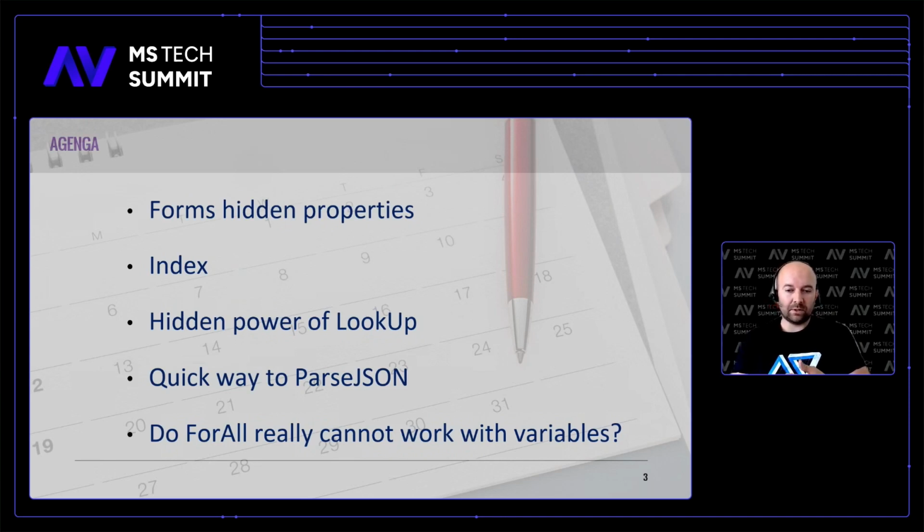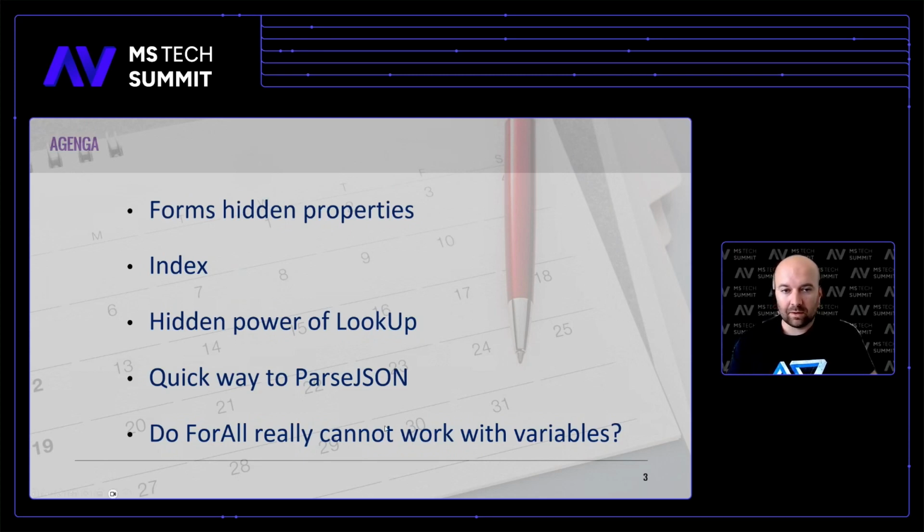Next, parsing JSON, a better, quicker way to do it. What was described in the documentation is of course working, but I found a little bit better way. And last but not least, if you ever worked with the ForAll function, maybe like I did, you had the need to use variables inside of this process. And I will show you how you can mimic that.